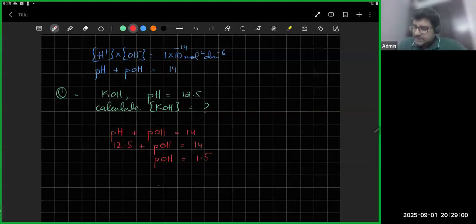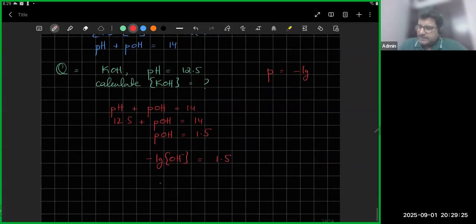Now, pOH is what? It's the negative log of the concentration of OH ions. Remember that p stands for negative log, okay? Sometimes they write it as a capital P. What p means is negative log. And that's coming out to be 1.5. So the inverse log, what did that do? It works in powers of 10. The opposite is that the OH ion concentration would be 10 power minus 1.5.